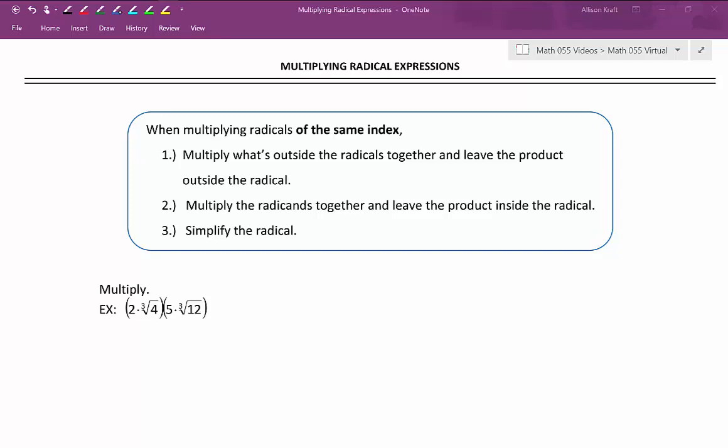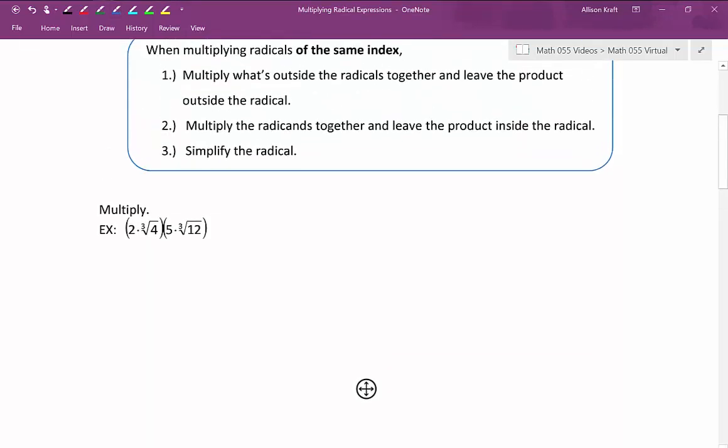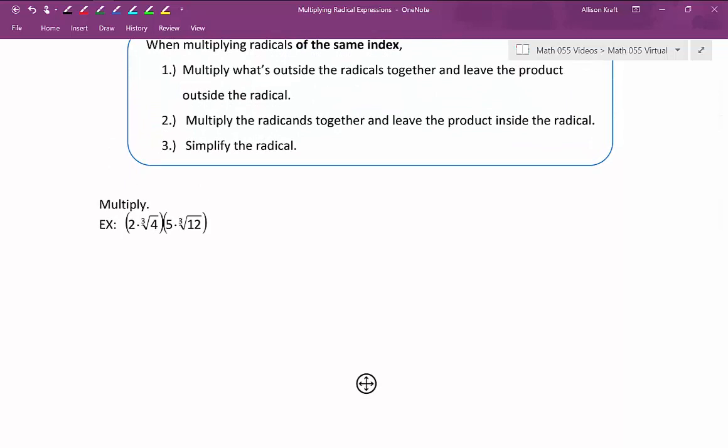the radical. So let's multiply 2 times the cube root of 4 times 5 times the cube root of 12. So we multiply the numbers that are outside the radical and leave it outside. So that's going to be 2 times 5, 10 on the outside. And then you multiply the numbers that are underneath the radical together and put it underneath the radical. So 4 times 12, that's going to give us 48 underneath.